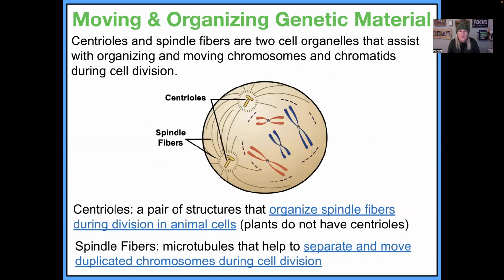Moving and organizing genetic materials. Centrioles and spindle fibers are two cell organelles that assist with organizing and moving the chromosomes and chromatids during cell division. Here your centrioles are, the little yellow guys, and all these little dark lines are the spindle fibers. Centrioles are a pair of structures that organize the spindle fibers during cell division in animal cells. Plants do not have centrioles.